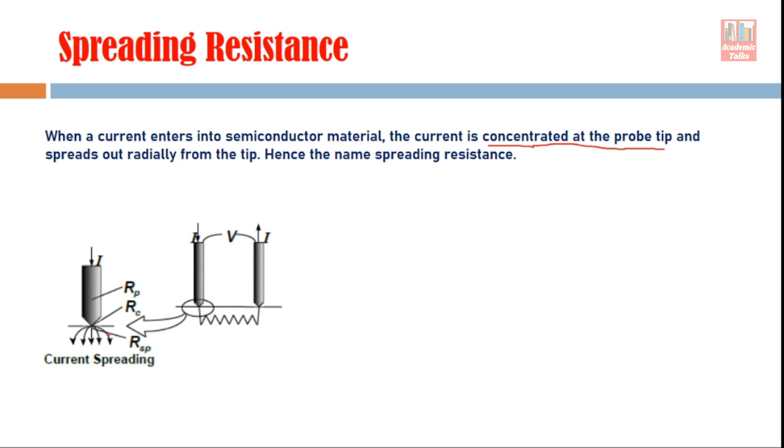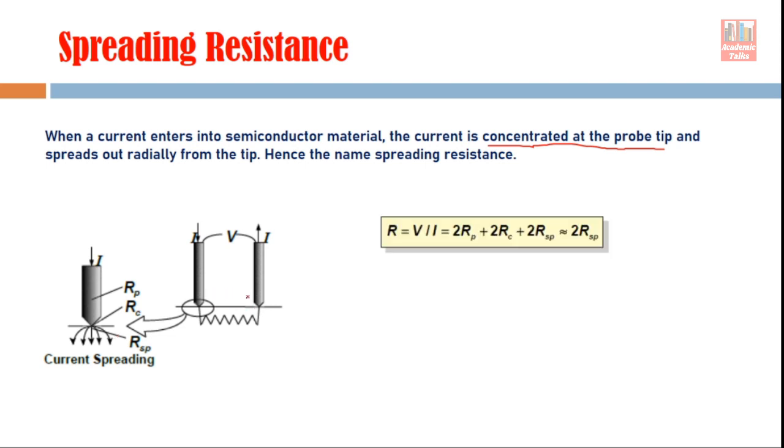And it's very important to find out the spreading resistance because it affects a lot of other measurements also. And sometimes the spreading resistance measurement itself is a tool to find out some important information about the semiconductors, and that we are going to discuss today.